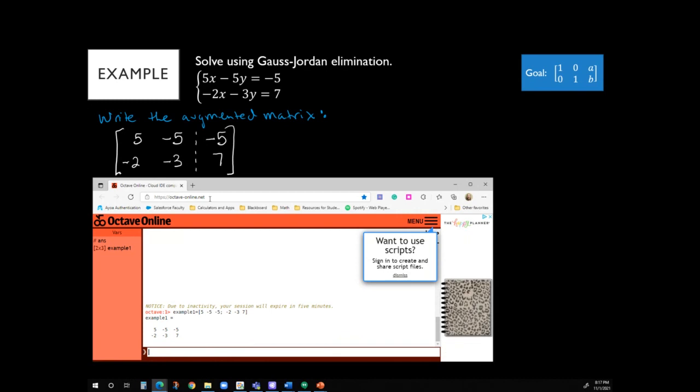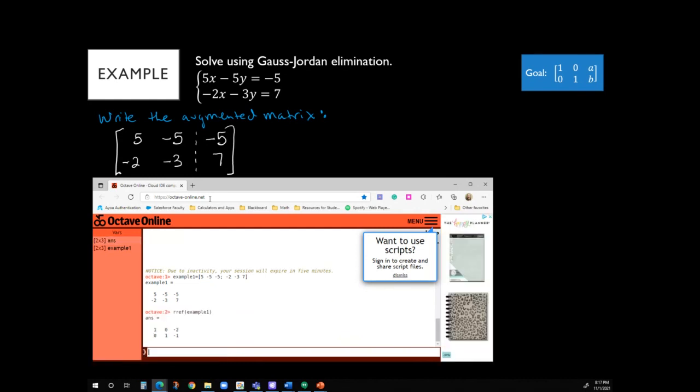And then we're doing reduced row echelon form. So I do R, R, E, F, and then in parentheses, whatever I called my matrix. So I called it example 1. So I just type that in, and then we got the same answer that we did by hand. We have -2, -1 as our two answers. So we checked our work. There's no math errors. We got the same answer.